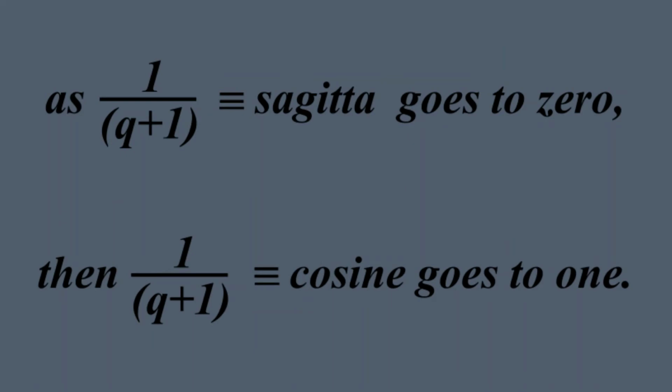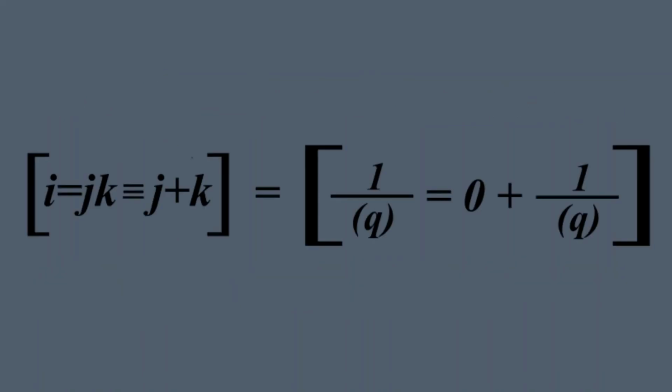That is, as 1 over q plus 1, which is equivalent to the sagitta, goes to 0, then 1 over q plus 1, which is equivalent to the cosine, goes to 1. Therefore, I equals jk, which is equivalent to j plus k, equals 1 over q equals 0 plus 1 over q times 1, thus yielding a true fundamental statement in terms of QATROAO.